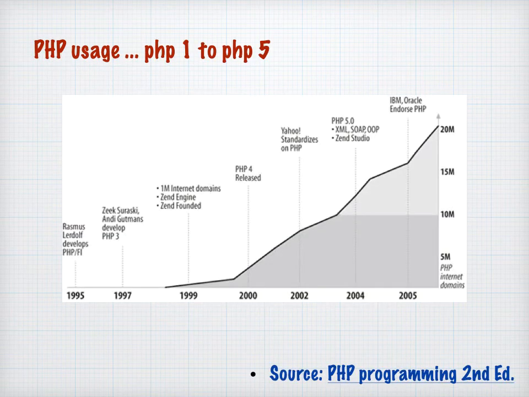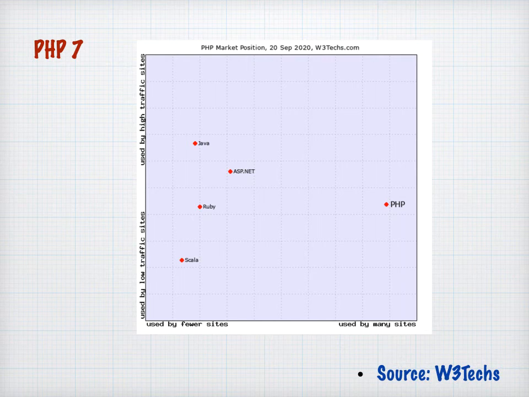There's been lots of different versions of PHP, and there's been quite amazing growth for PHP over the last nearly 20 years, 30 years. Lots of different versions. Latest version is PHP 7, and it's still very, very popular. And so you can see, if you look at the W3Techs site, that PHP is used in a vast number of sites.